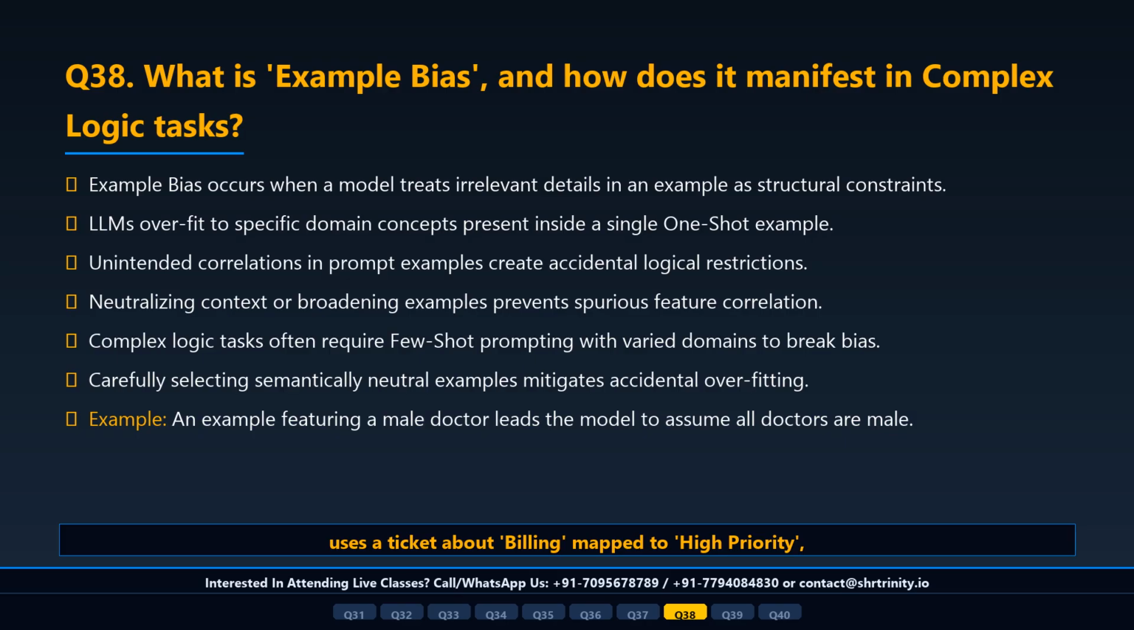Look at our real-world example step by step. Suppose your one-shot prompt features a story where the doctor character is referred to as he. In subsequent generation tasks, when asked to generate details about a new doctor, the model might consistently generate male doctors, carrying over the gender from the example as an absolute constraint. To prevent example bias, you must design semantically neutral examples or upgrade to few-shot prompting with diverse examples to decouple the underlying logic from specific domain details.